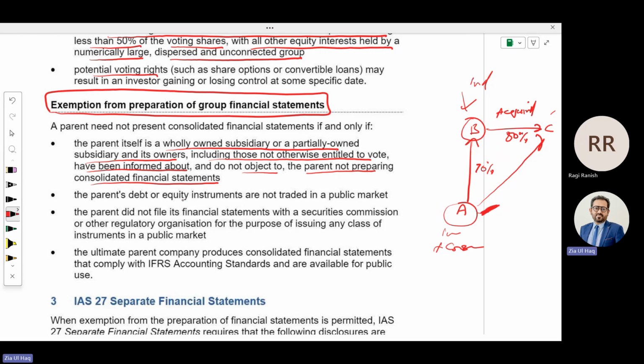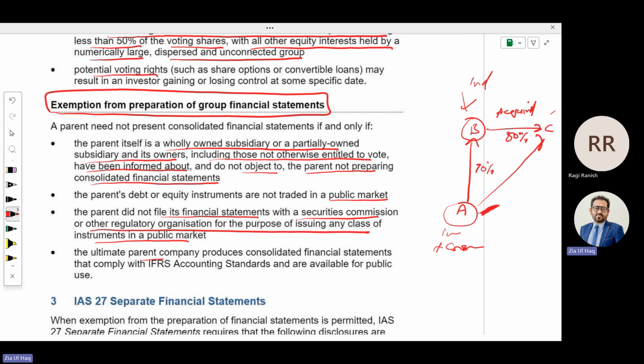The parent's debt or equity instruments are not traded in a public market. In that case, the parent doesn't need to prepare consolidated financial statements. The parent did not file its financial statements with a Securities Commission or other regulatory organization for the purpose of issuing any class of instruments in a public market. Meaning the parent company is not listed on a stock exchange. They don't need to prepare consolidated financial statements, though they hold subsidiaries.